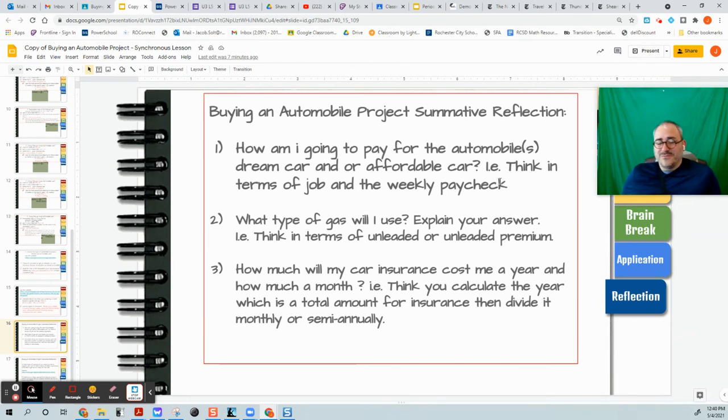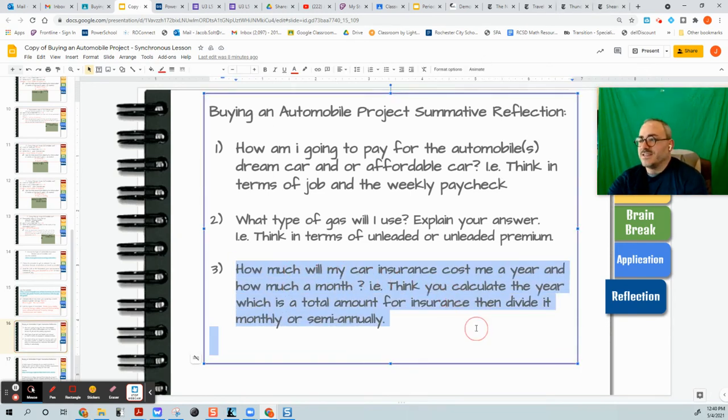And what kind of gas will you use? I mean, most of you probably use regular unleaded, but I suppose some of you got some of these fancy cars. You might need to use something else. Maybe an electric car. Maybe you're not going to even use gas. Tell us how you're going to fuel this thing. All right, maybe you're going to use diesel. All right. How will your car insurance cost you? How much will your insurance cost you a year and month? And then tell us about the monthly and semi-annual payments. And talk to us about insurance and why you picked this insurance plan you did.